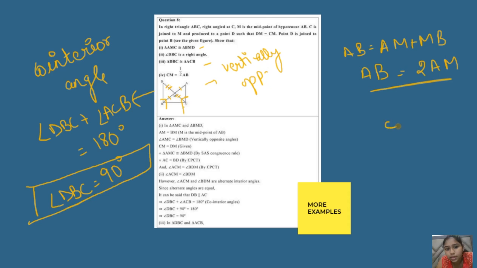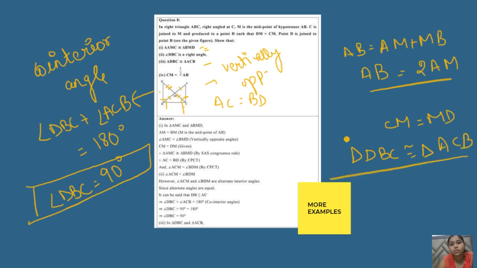Similarly CM is equal to MD. And from this, by the first part, we have proved by CPCT that AC is also equal to BD. So by the SAS congruency criterion, triangle DBC is congruent to triangle ACB. Now we are left with the last part, that is CM equals half of AB.